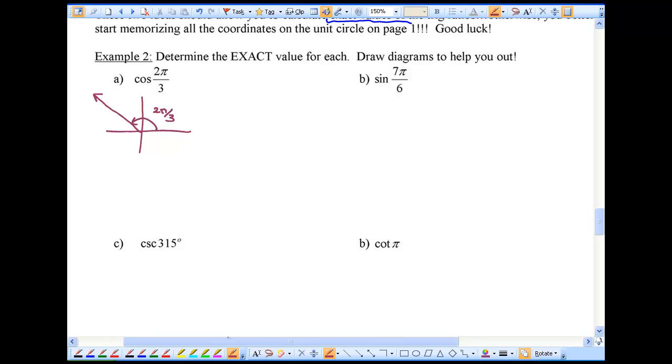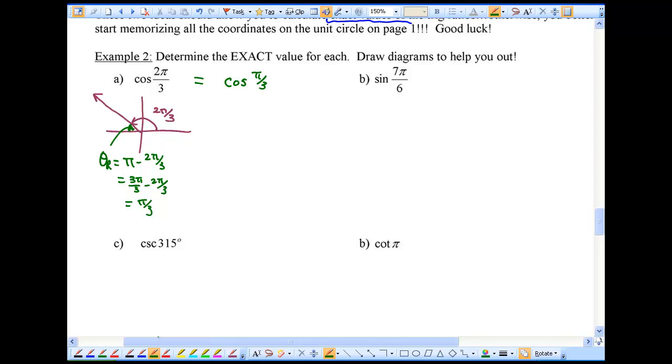Well, to find the exact values, what we need to do is actually find the reference angle. What's this reference angle here? Theta r. Well, remember, going a full cycle is 180, but in terms of radians, it's pi. So pi minus 2 pi over 3. That's the same thing as 3 pi over 3 minus 2 pi over 3. That, of course, equals pi over 3. So what we're saying is this is equivalent to cosine of pi over 3.